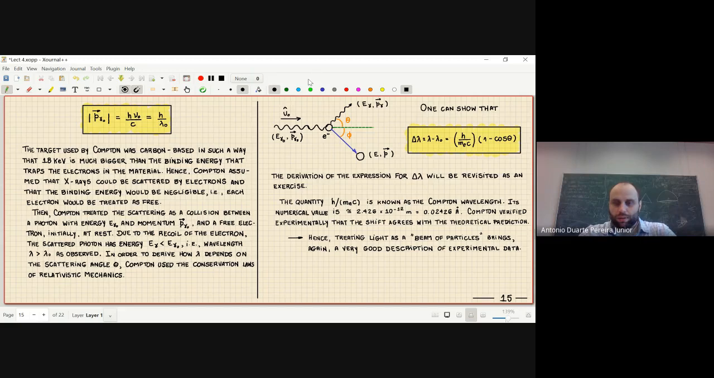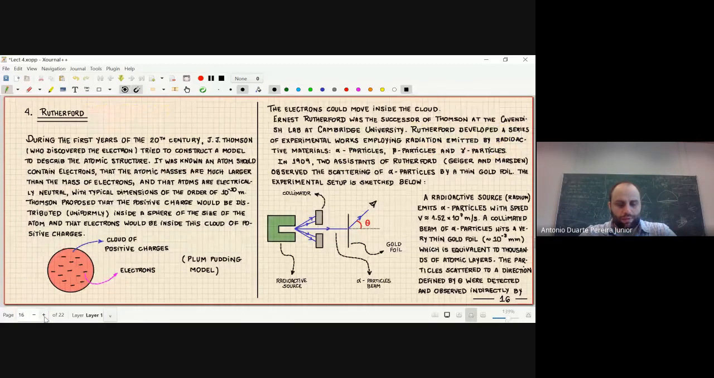Any more questions before I move to Rutherford? Okay. So moving to Rutherford, as I said, in the beginning of the 20th century, people understood that there was a particle called the electron, and that the electron had negative electric charge. There is a comment about the exercise. We can talk about the exercises in part 2 of the lecture.